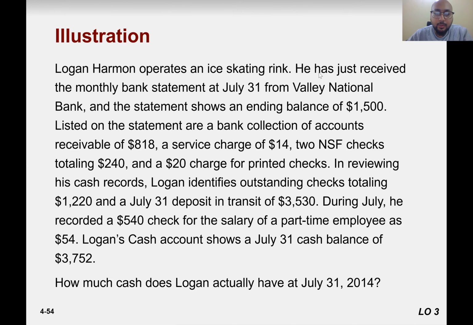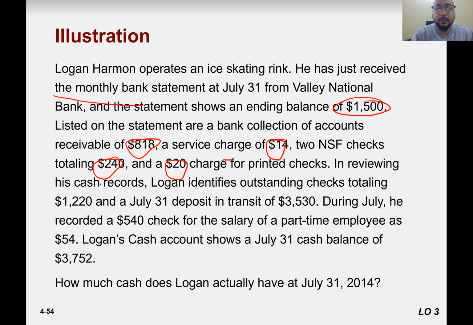Okay, class, welcome back after a long breakout room activity. So let's compare our answers, but first I need to read that illustration so that those who are watching online know what the question was. So Logan Harmon operates an ice skating rink. He has just received the monthly bank statement at July 31st from Valley National Bank, and the statement shows an ending balance of 1,500. So that is the bank balance, right? Listed on the statement are the bank collection of accounts receivable, right? So the bank collected accounts receivable, right? Service charges of 14, a non-sufficient funds check of $40, and 20 as charges for printing the checks.